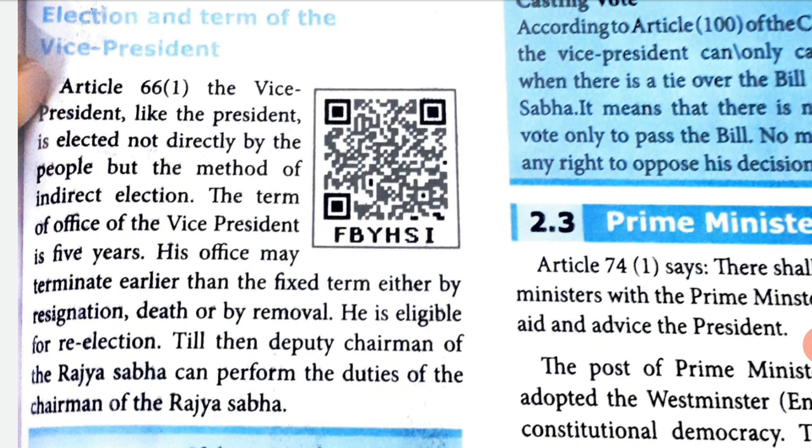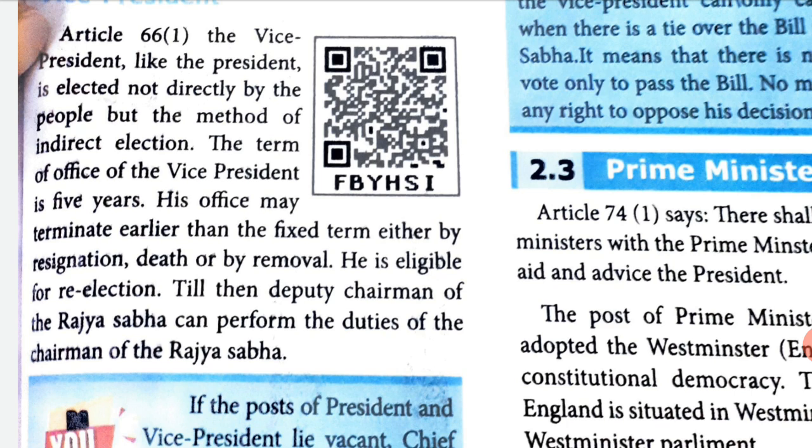His office may terminate earlier. So he can come out of the vice presidentship even before the fixed term of 5 years, either by resignation, or by death. If there is death, he will not be there anymore. Or when he has gone against any law, then he will be removed. He is eligible for re-election.